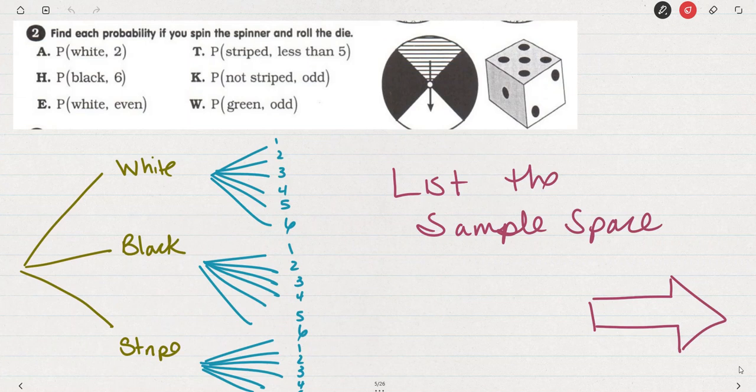Let's look at this next spinner. We've got a spinner that could land on white, black, or striped, and then a number cube that could land on a 1 through 6. So that spinner, we have a 1 in 4 chance that it lands on white, 2 in 4, which simplifies to a half, chance that it lands on black, and stripe is 1 in 4. And then after we spin that spinner, we're going to roll the die. Notice that these are independent events again.